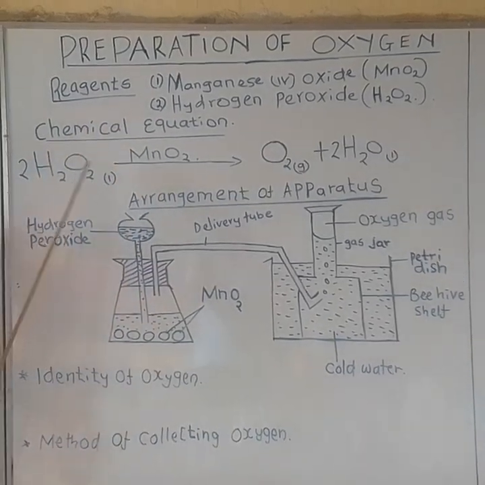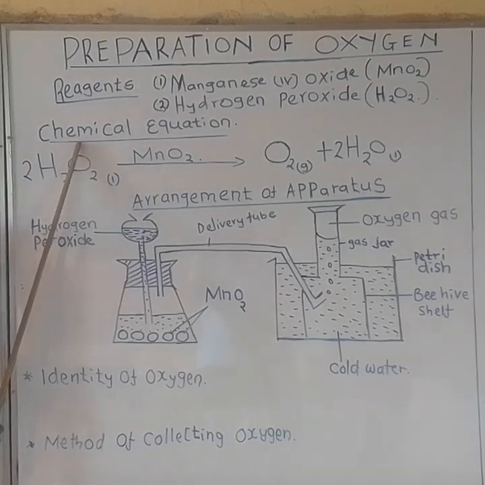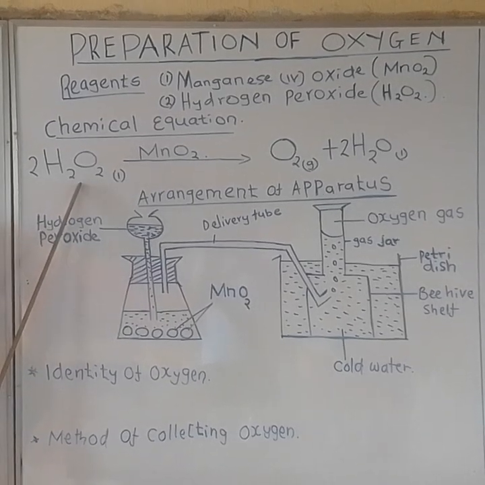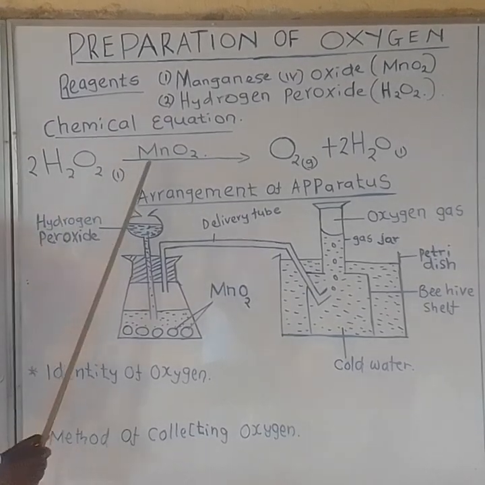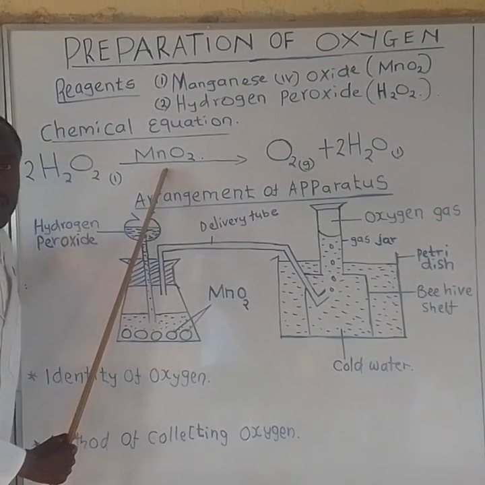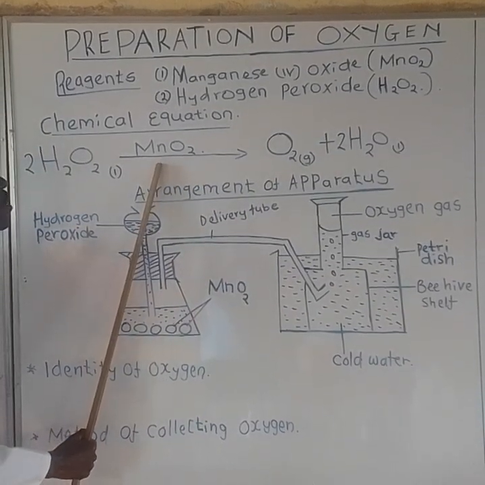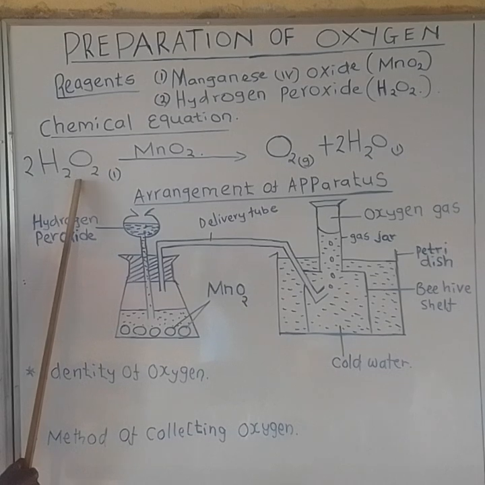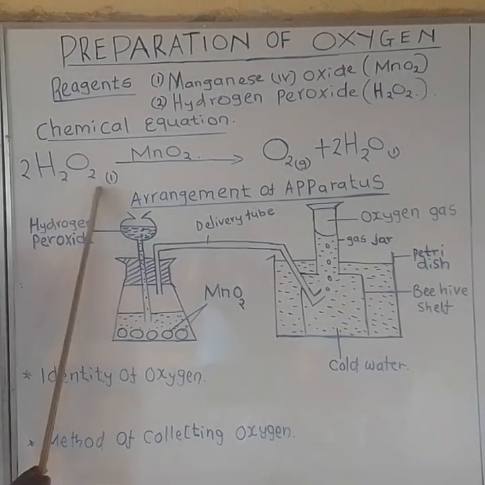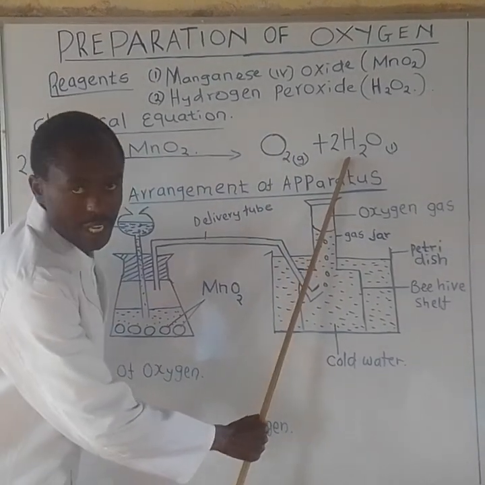Then, of course, we have to know the reaction that is taking place. That's the chemical equation. In this case, we have hydrogen peroxide liquid in the presence of manganese(IV) oxide, which is acting as a catalyst. This manganese(IV) oxide solid will speed up the decomposition of the hydrogen peroxide liquid to oxygen gas and water.